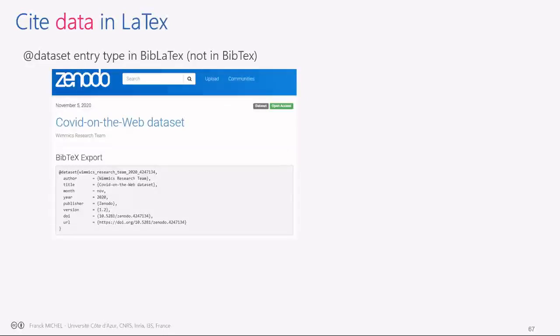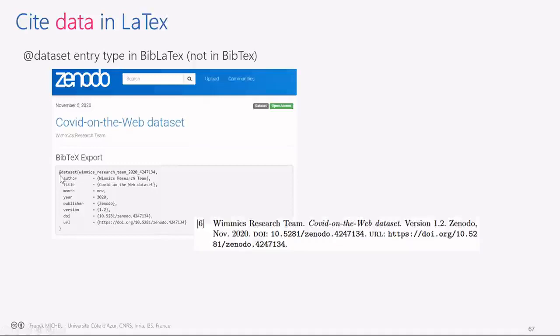So here is an example. Here I'm on Zenodo on a dataset called COVID on the web, and I can ask Zenodo to give me the export in BibLaTeX. So you see this is an entry of type dataset. And if I cite it in an article, it will look like this. So I will have the DOI, the full URI, version, authors, and so on. Okay, so that's what I wanted, right?